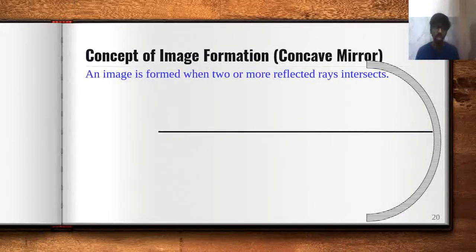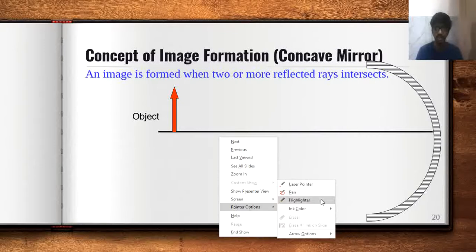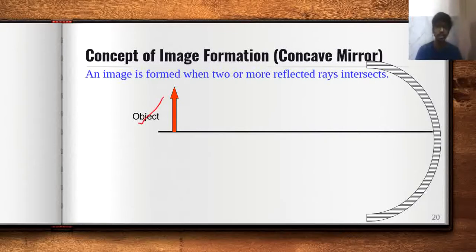So first we need to understand the concept of image formation. I had told in lecture number 2 that image formation is nothing but the intersection of reflected rays. Here I have written, an image is formed when two or more reflected rays intersect. Suppose this is the object. To find the intersection point, I need at least two reflected rays.